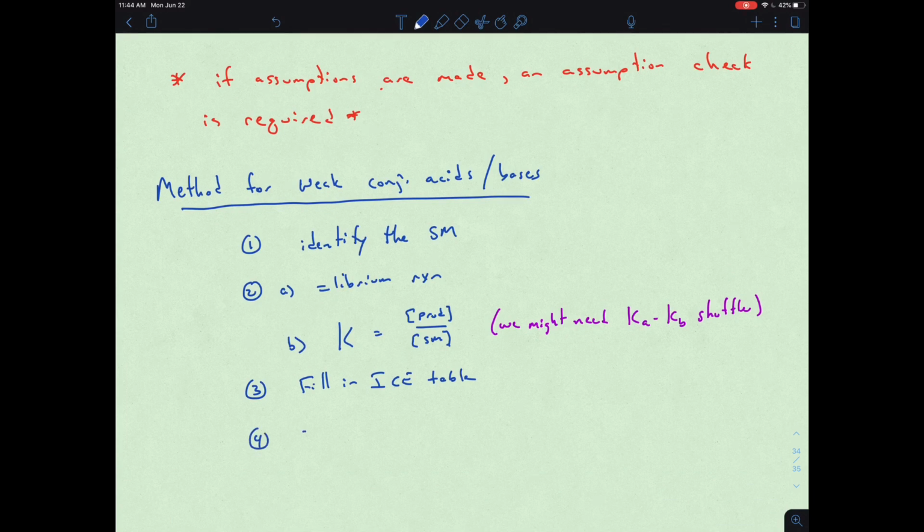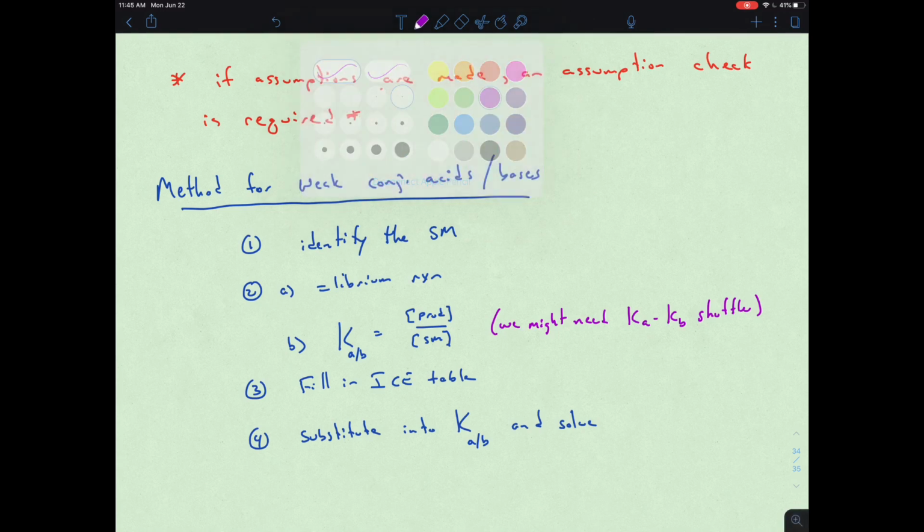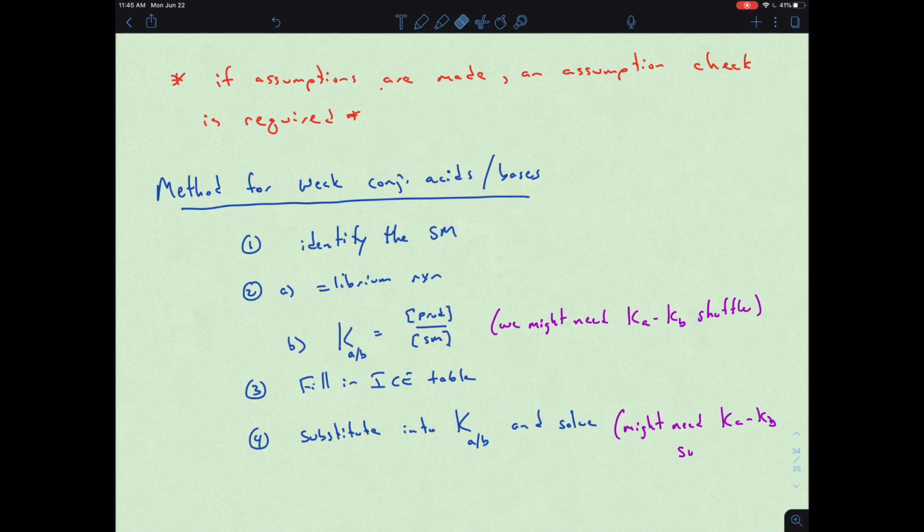And lastly, we would then substitute into K. Right here, this would be Ka or Kb. And we want to solve. And again, here's another area where we might need that Ka, Kb shuffle. Just depends on what the question is asking, if they're giving it something to us in the beginning or if we're solving for something at the end.